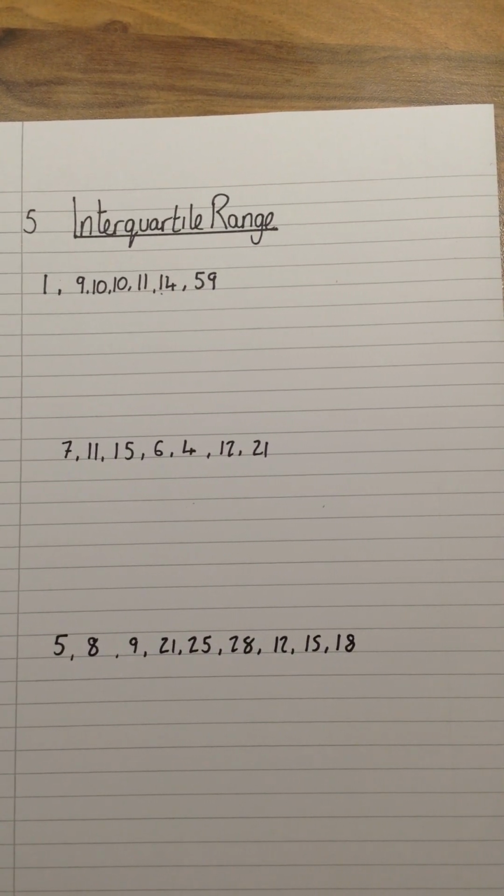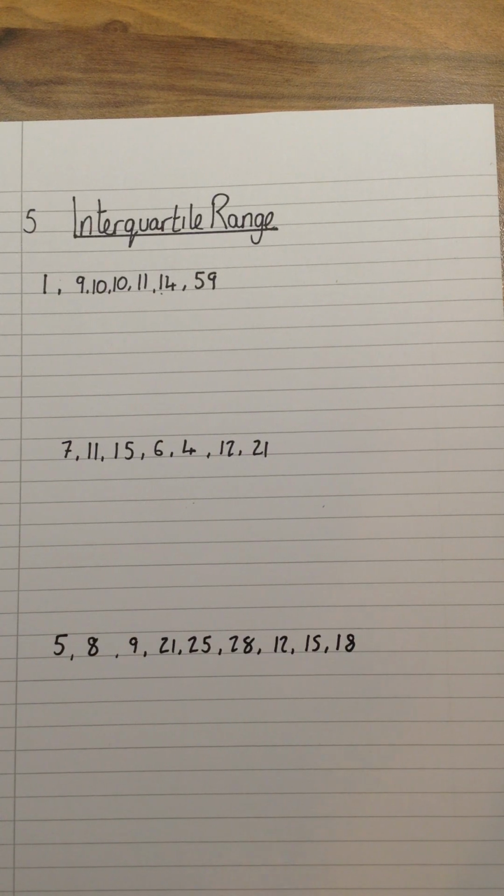This lesson we're going to look at the interquartile range. A couple of lessons ago we looked at working out the range from a list of numbers, and last lesson we looked at working out the range from a stem and leaf diagram. The range is used as a measure of spread. It tells us how spread out the numbers in the list are.